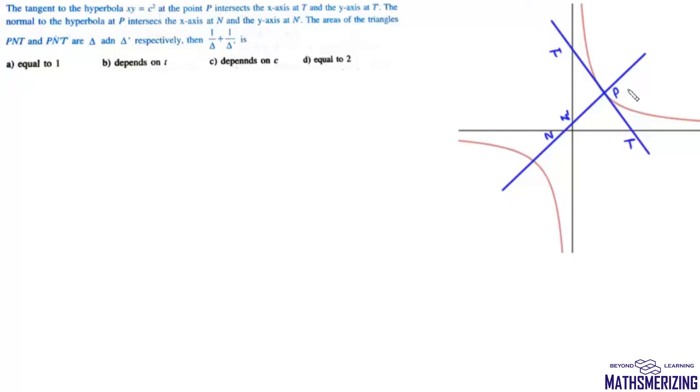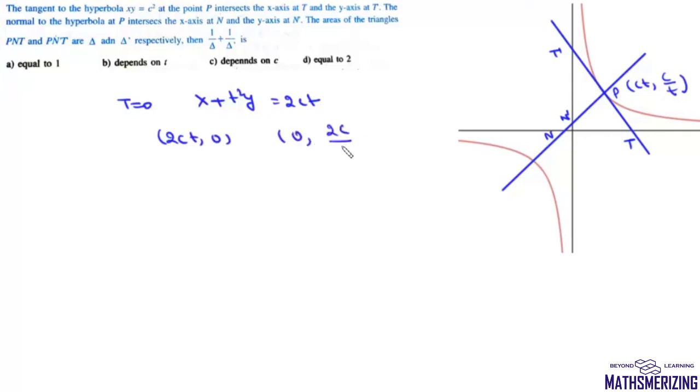Now we can solve this question in parametric coordinates also, or we can solve it in terms of x1, y1. Here we're going to solve it in terms of parametric coordinates. So we'll take P as (ct, c upon t). Now we know that the equation of the tangent is given by x plus t square y equals 2ct. Now we'll put y as 0. We'll get x as 2ct, so T is (2ct, 0). And if we put x as 0, we'll get y as 2c upon t. So this is T and that's T dash.